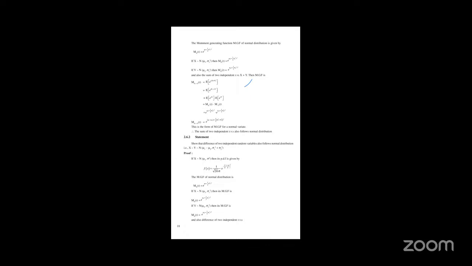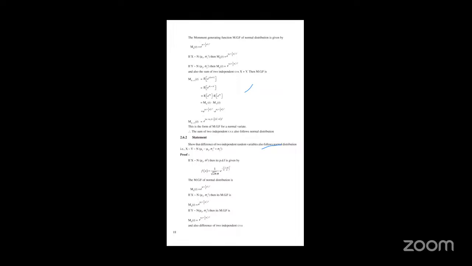Show that the difference of two independent variables also follows the normal distribution. What is the difference? We were summing up, right? If we sum X and Y, we get that it is also following the normal distribution. Now they are taking the difference. X follows the normal distribution, Y follows the normal distribution, and we take X minus Y. As in the previous one, we take M of X for the first and Y also. These are the two independent variables.